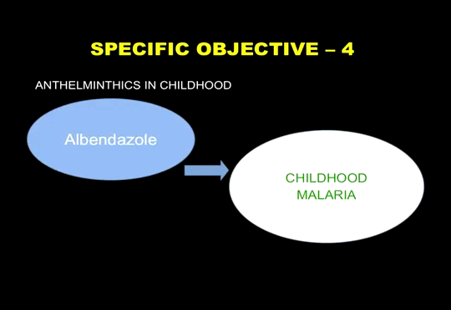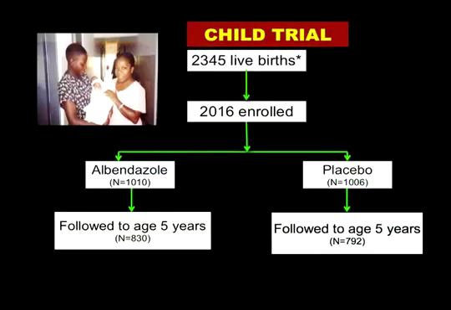The children were started in the childhood trial at age 15 months until they were age 5. Of the 2,345 live births, 2,016 were enrolled into the childhood trial. And we had 1,010 in the albendazole group. Placebo had 1,006.